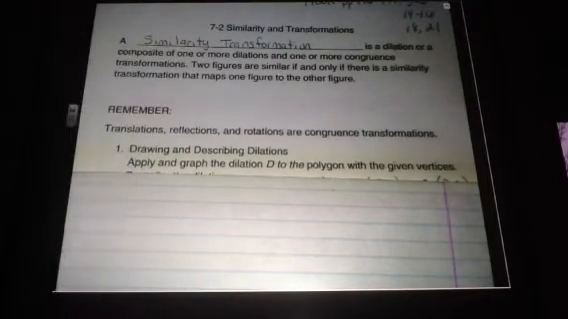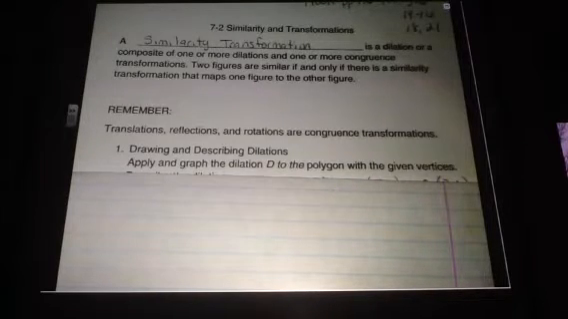All right, class, we're going to talk about 7-2, similarity and transformations. I'm going to try to use this Elmo document and see if y'all like this or if you like the PowerPoints on the smartboard.